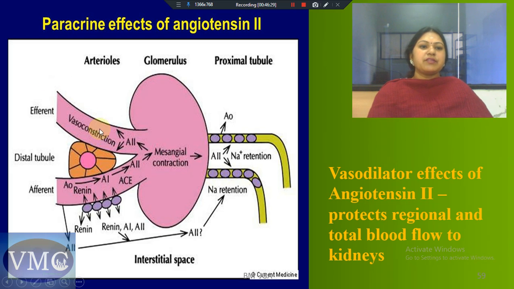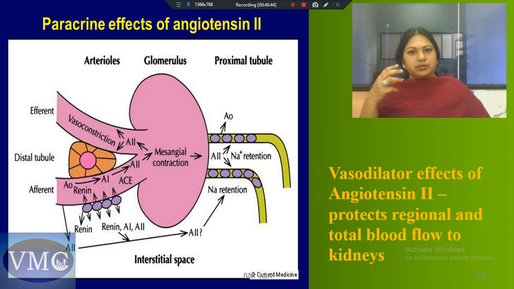So here you have the vasoconstriction of the efferent arteriole. That is sodium reabsorption, water reabsorption. That is what I want you to remember. And here you have the vasodilator effect of angiotensin II. This I want you to stress here.